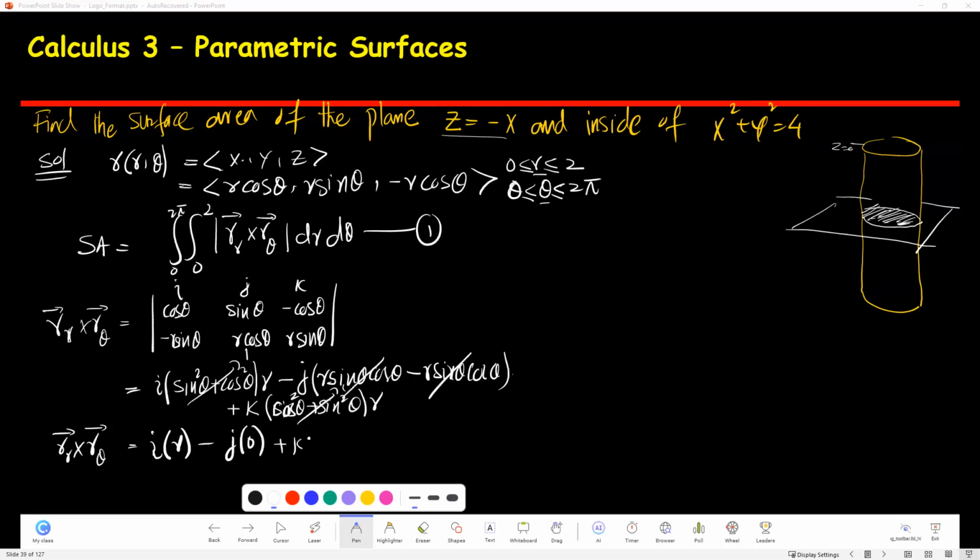So r_r cross r_theta is 0 plus k r. I technically need the magnitude of this, right? I need the magnitude of this. So I need r_r cross r_theta, and I need the magnitude. The magnitude is going to be r squared plus 0 squared plus r squared, so it's going to be 2r squared, so it's going to be square root of 2 times r squared.